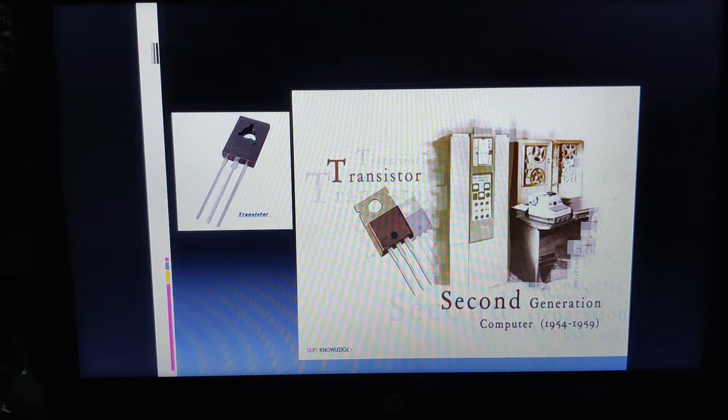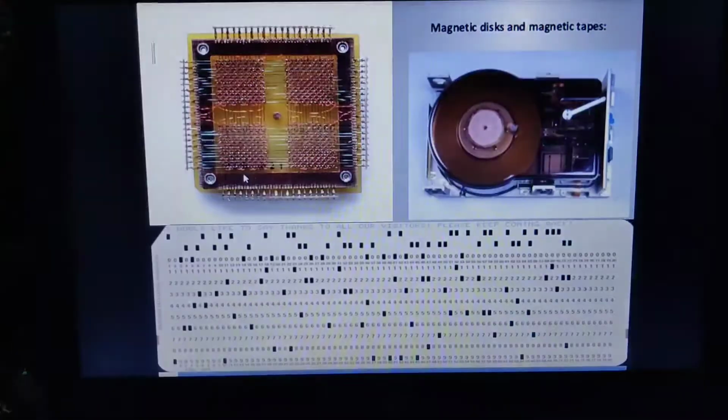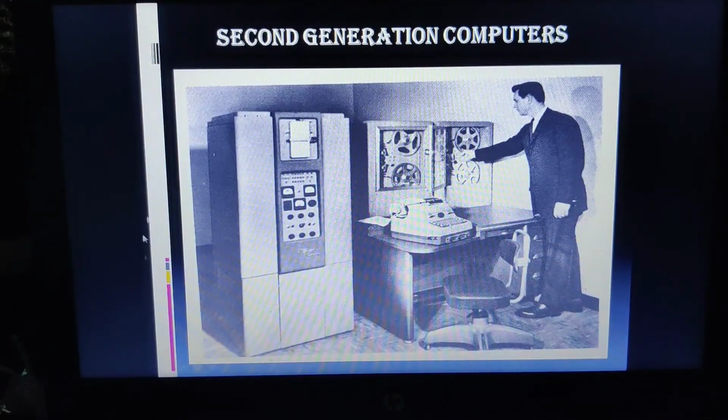So these two were the high level languages that had come into existence during the second generation, and the second generation computers were using transistors. Because of the usage of transistors, the size of the computers was very small. You can see the size of the computers was reduced. They were much cheaper and more reliable comparatively to the first generation computers.